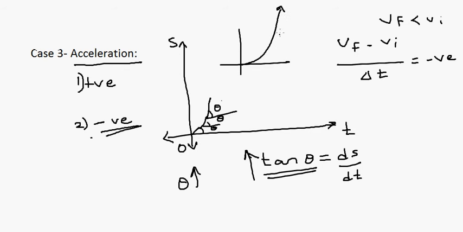As we can see, theta is increasing. That means the acceleration is positive. Theta is increasing, so the graph is going to look like this. For acceleration being positive, this is the positive acceleration graph.